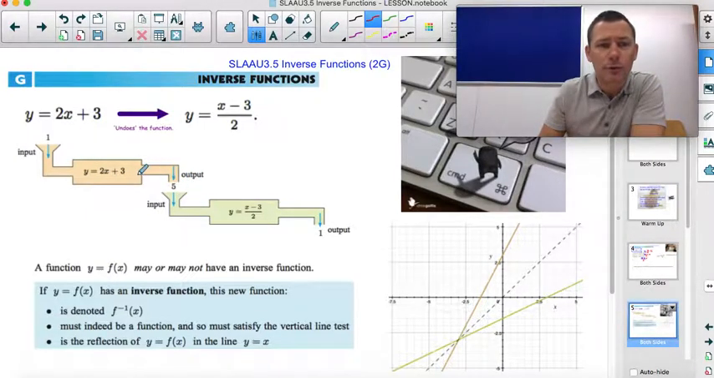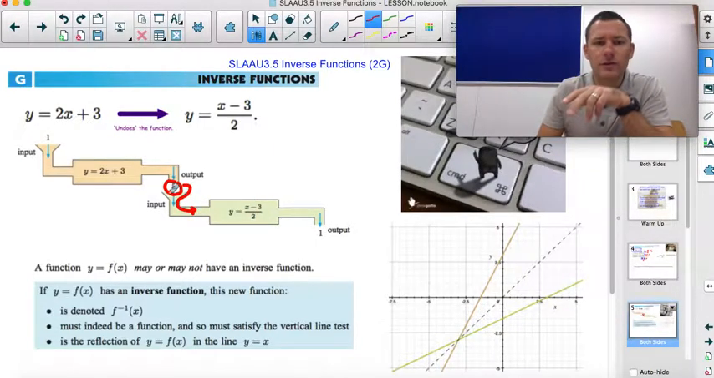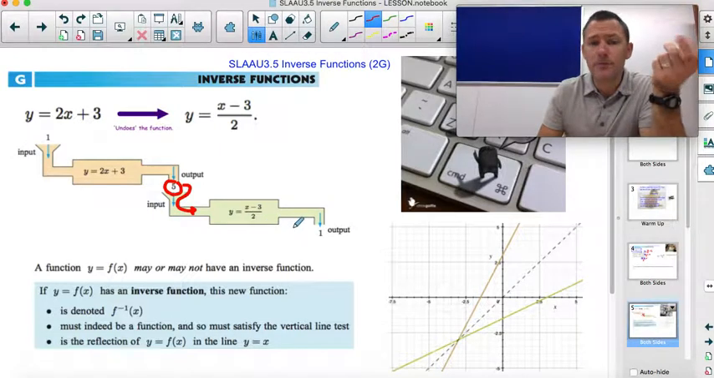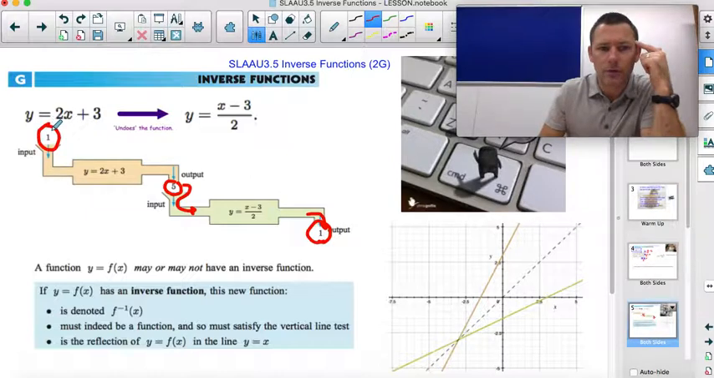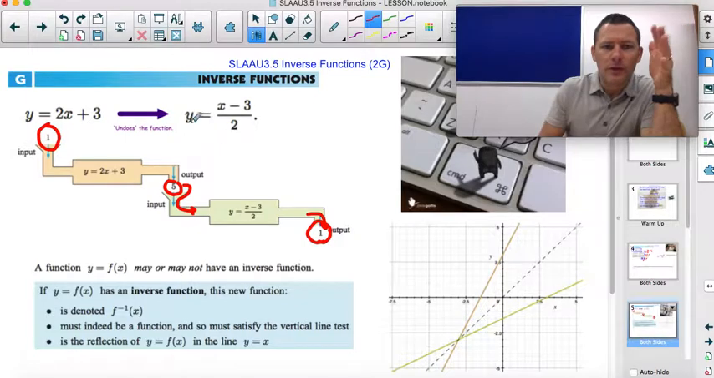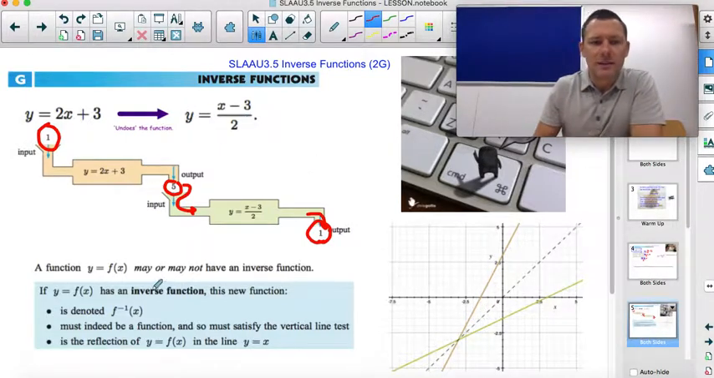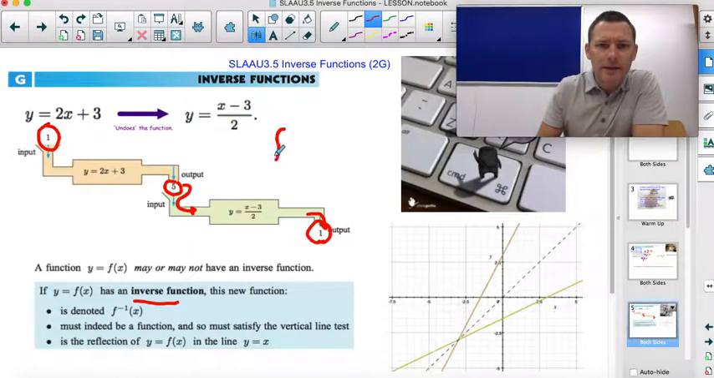If we run that output into the input of the inverse function, it undoes the original function. It subtracts 3, so 2, and then divides by 2, and 1 comes out. The original input comes out. So we denote this backwards function as the inverse. We write it like this.